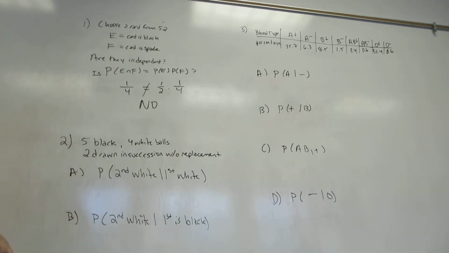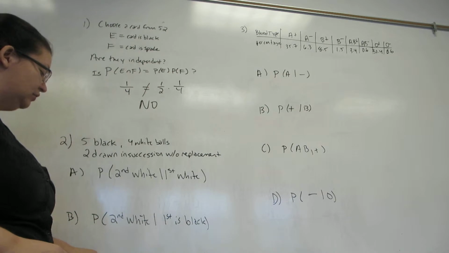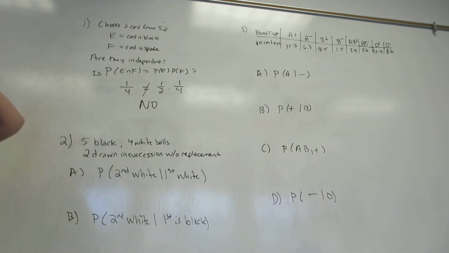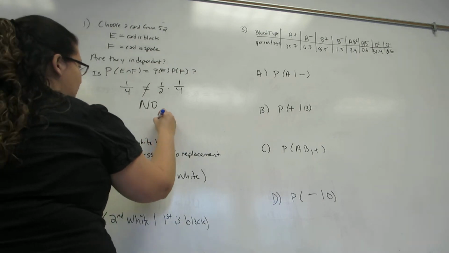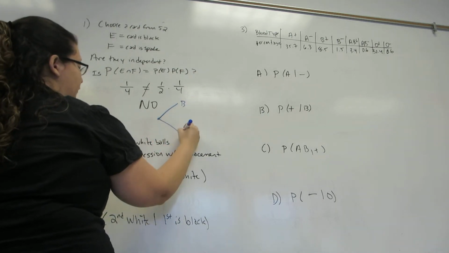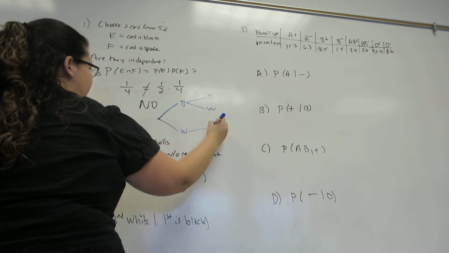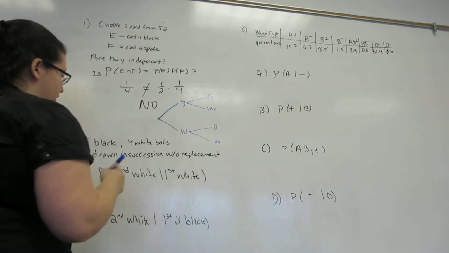Now, to help me with this, I'm going to need some probabilities. So I'm going to take some time and draw a little tree diagram just to get the computations of the probabilities out of the way. For my first draw, I can be black or white, and then for the second, black or white from there. Now let's fill in the probabilities.